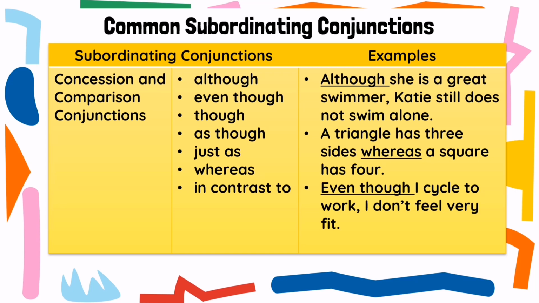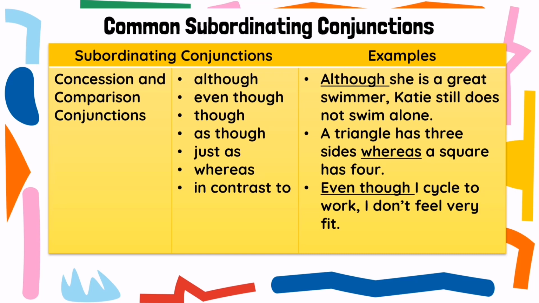And then we have as though. It means to talk about how things seem. Next, just as. Meaning in the same way or to an equal degree as. And then we have whereas. Whereas is used for comparing two things, people, situation, etc. and showing that there is an important difference between them. The last is in contrast to, meaning to compare differences between two similar things.